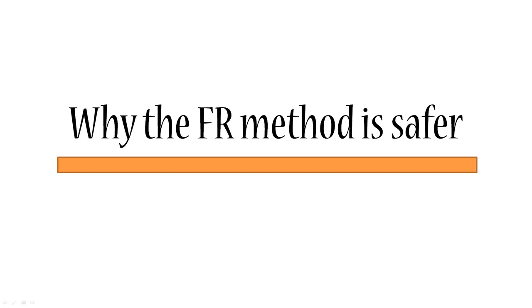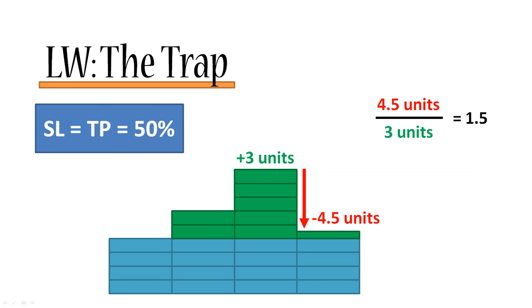Today we're going to talk about why the fixed ratio method of Ryan Jones is actually safer than the Larry Williams method. As you remember, in the Larry Williams method we had the trap. It's a concept that we labeled the trap. It's not an actual trap, but it feels like a trap when you stumble upon it. So even if we had the stop loss equal to the take profit and equal to 50%, the actual effective ratio of the stop loss to take profit was always 1.5.